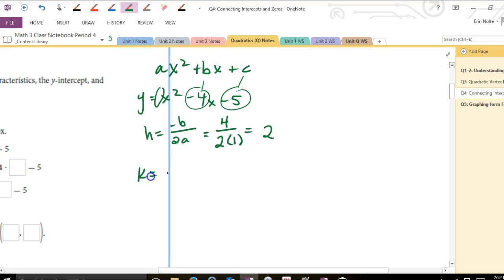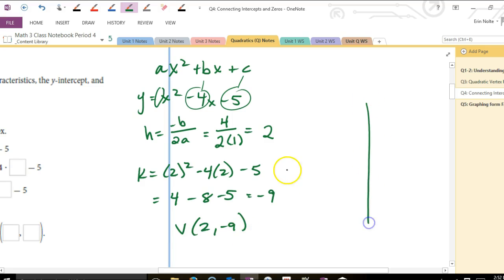Then we can find the k value, and all you do is simply plug the h value into the x of our function. So 2 squared minus 4 times 2 minus 5. That's going to give us 4 minus 8 minus 5. And 4 minus 8 is negative 4, and negative 4 minus 5 is negative 9. So that's going to give us a vertex of 2, negative 9. So I can go and draw this. I can plot the point 2, negative 9.